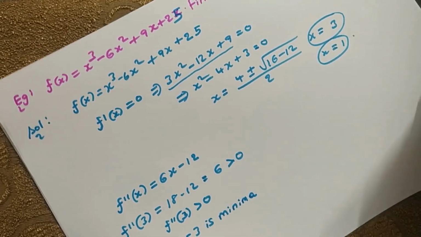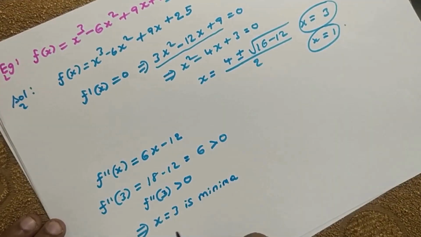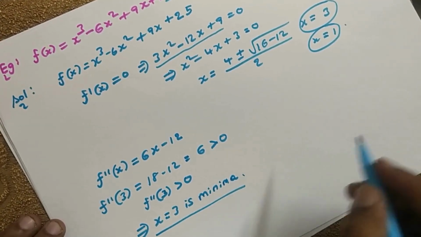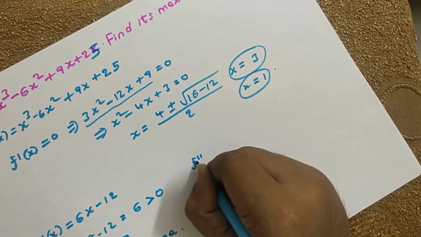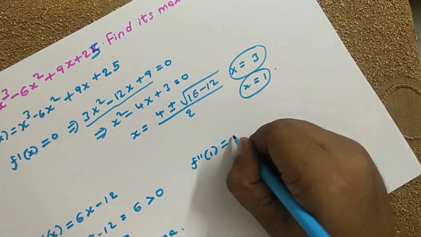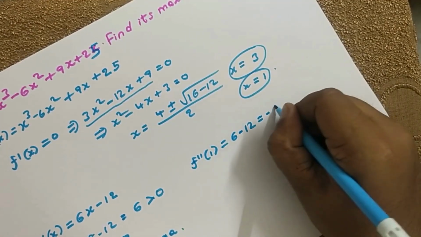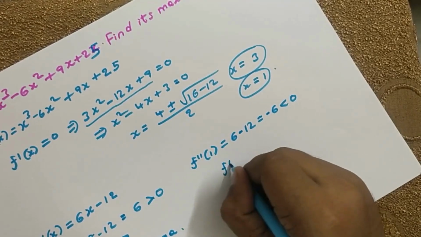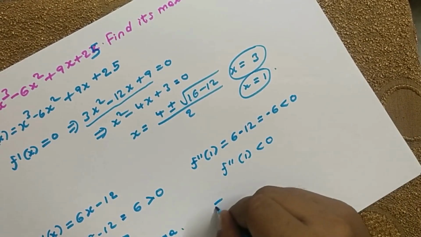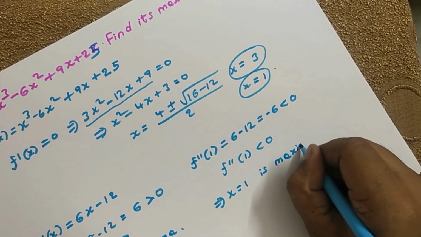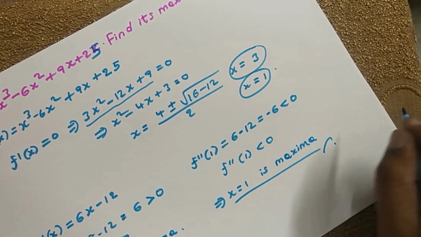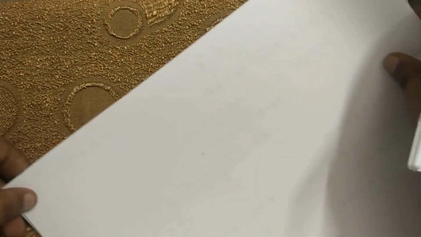We have already seen the reason behind this, the concept behind this, graphically as well as mathematically. Let's substitute f double dash of 1 also. 6 minus 12, which is equal to minus 6, which is less than 0. So f double dash of 1 is less than 0, which implies x equal to 1 is maxima. As simple as that. Let's see one more very basic example.